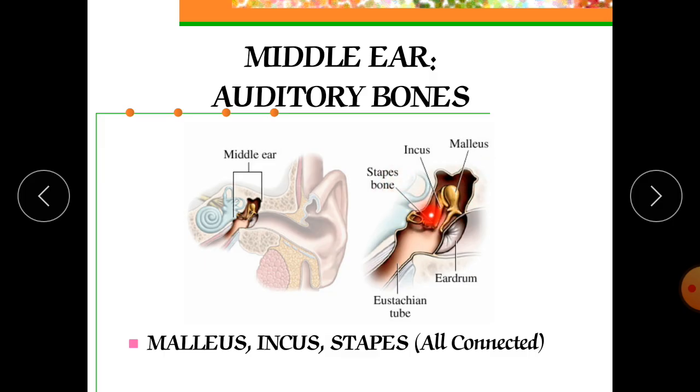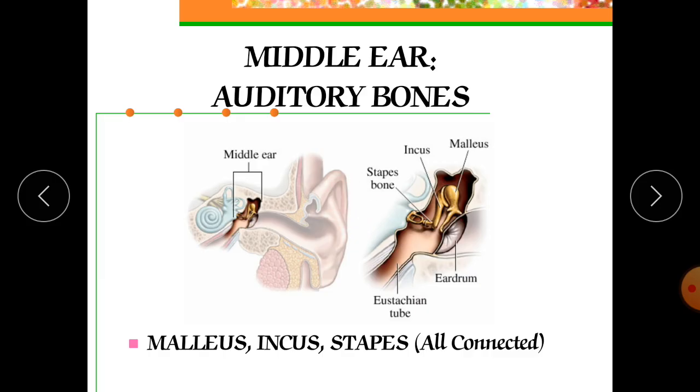These bones also have other common names. The malleus is called the hammer, the incus is called the anvil, and the stapes bone is called the stirrup.